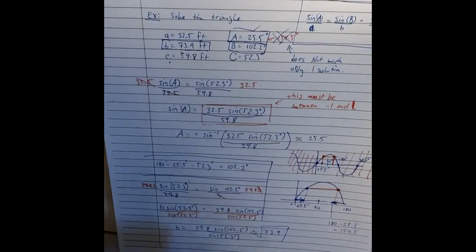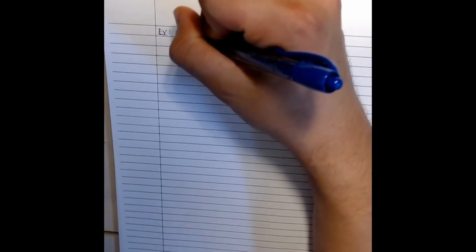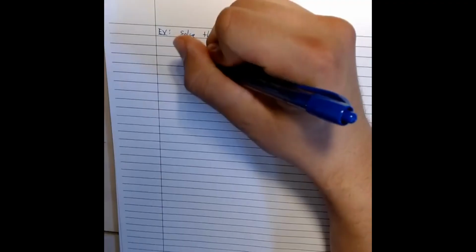All right, let's take a look now at another example. We're still looking at the ambiguous case where we may have either no solution, just one solution, or two solutions. Those are the only three possibilities, either none, one, or two. So let's see here. Example: let's go ahead and solve the triangle given with the following information.